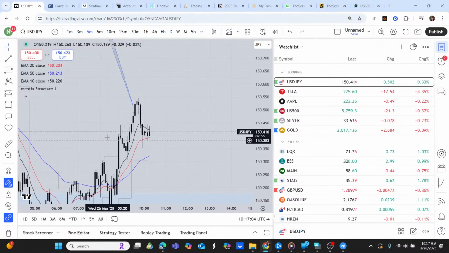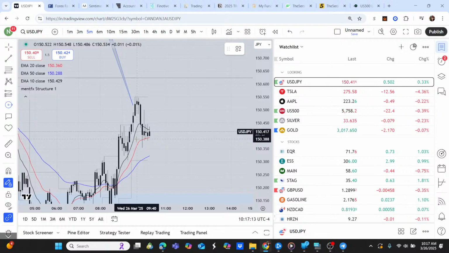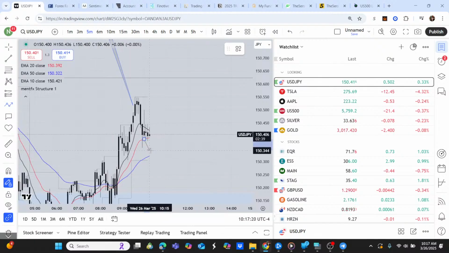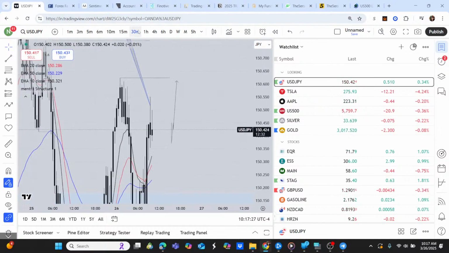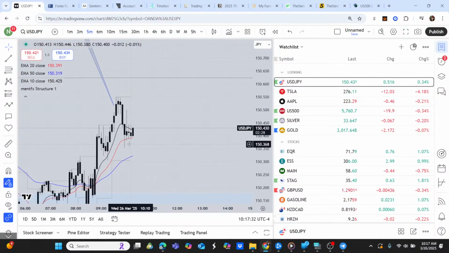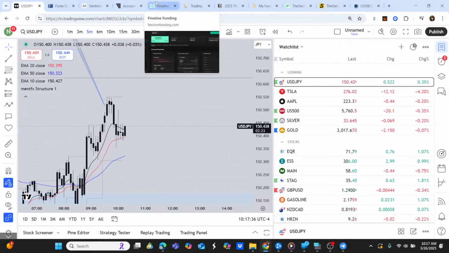So we move close to the 50 right here. The closer you are to the 50, the better, but it doesn't have to be exact. It can be close or under. So I'm gonna wait that 12 minutes right there and wait for my setup. This is USD JPY.